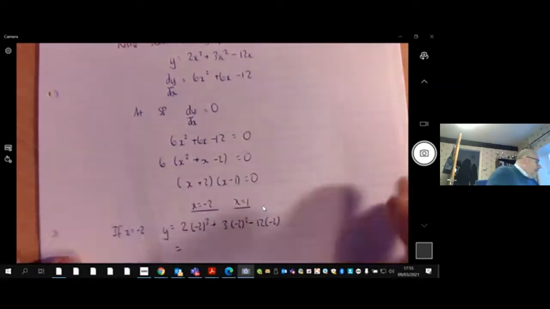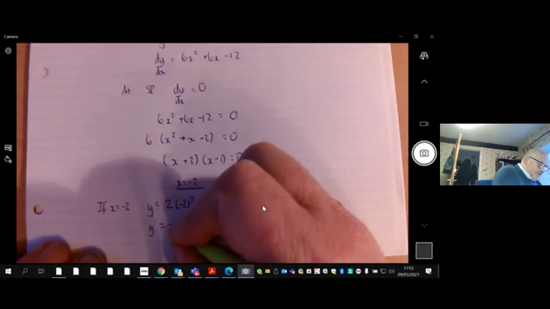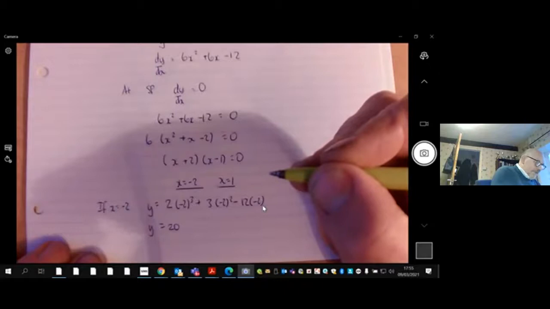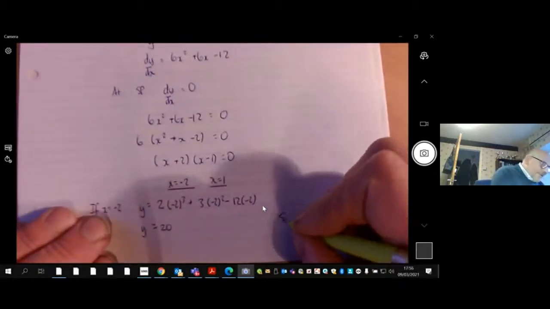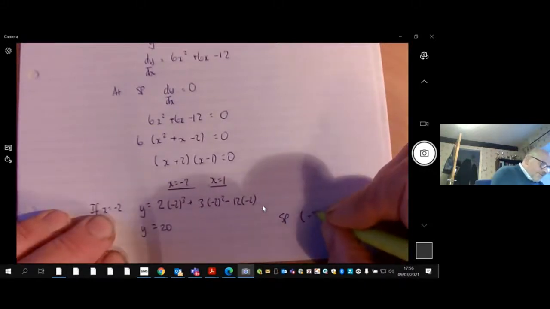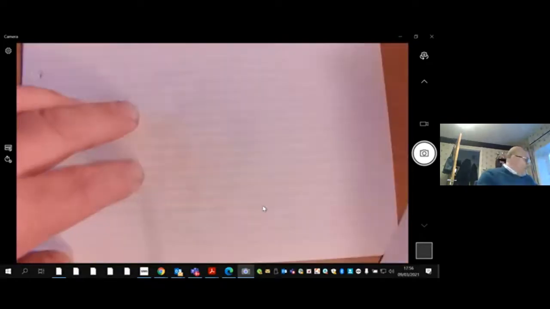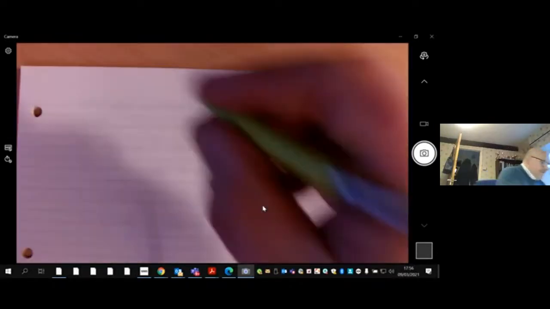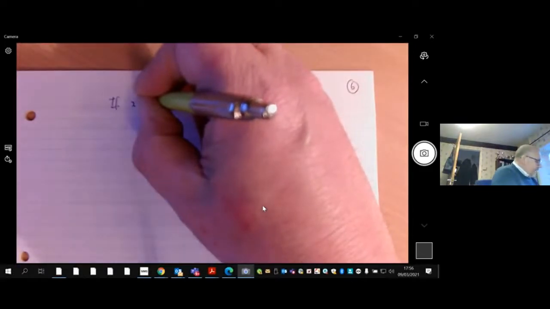And I've worked it out, it's a bit like Blue Peter, here's what I've done earlier. y equals 20, and that gives me a stationary point of -2, 20. Then repeat that for if x equals 1. You'll notice in the notes I've given you a complete blank page to fill this in. If x equals 1, don't make a mistake here, just check the sign.